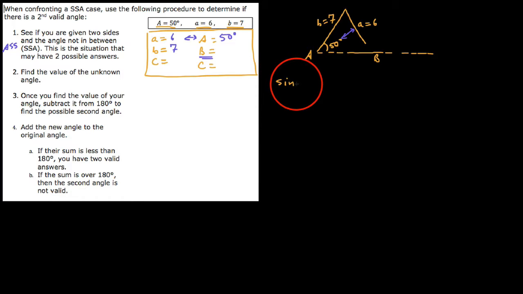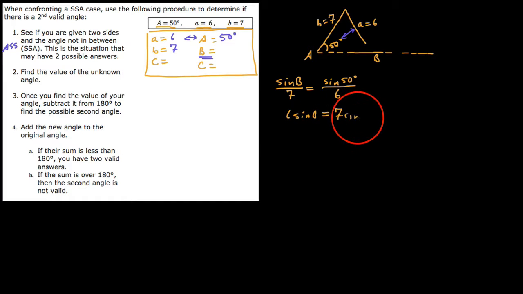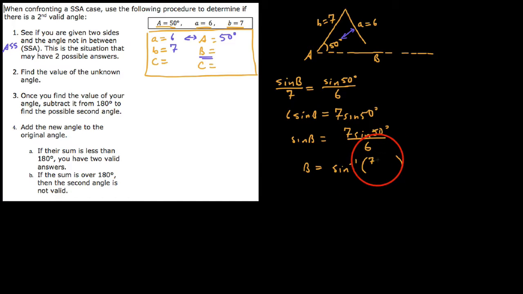So I'm going to set up my law of sines. I know sine of capital B over lowercase b, which has a value of 7, would be the same as the sine of A, which is the sine of 50 degrees, over 6. Running our cross product, we get 6 sine B is equal to 7 sine 50 degrees. We divide both sides by 6 to get sine of B by itself, so we get 7 sine 50 degrees all over 6. Now, to get to B, of course, we need to take the sine inverse of both sides. So we get the sine inverse of 7 sine 50 degrees all over 6, and now we can get an angle for this.